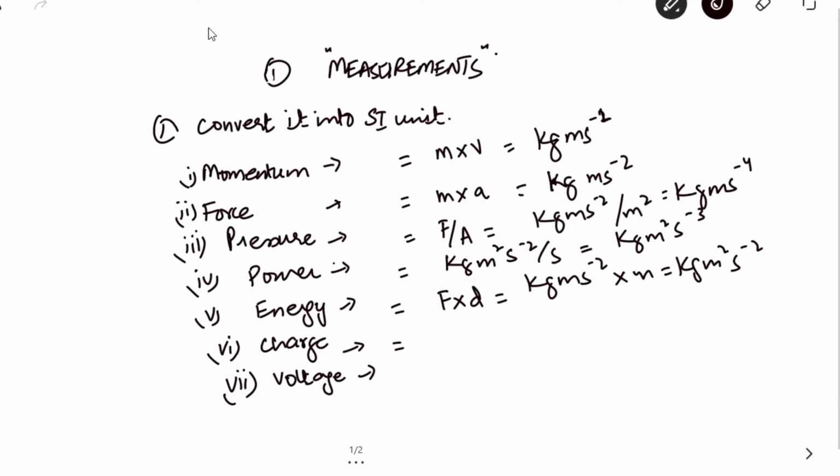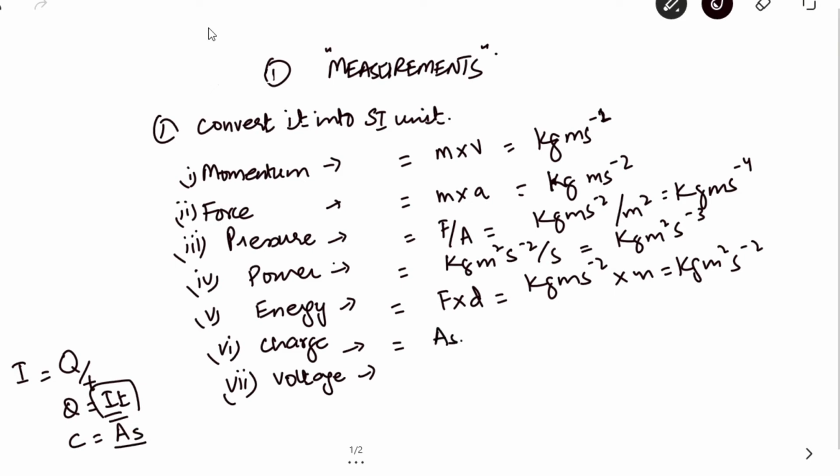Now what about charge? If you look at the formula of current, I is charge per time, right, Q over t. So charge will be It. So coulomb is equivalent to, I is denoted by A, so it is simply As.